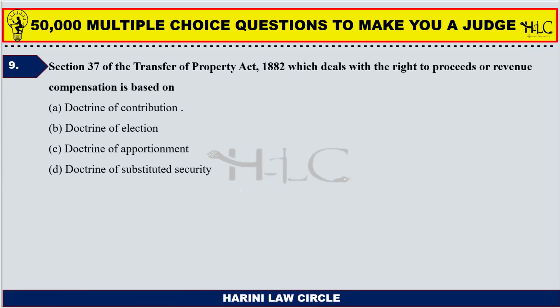Ninth question, Section 37 of the Transfer of Property Act 1882, which deals with the right to proceeds or revenue compensation, is based on. So Section 37 basically deals with the right to proceeds or revenue compensation. So under which doctrine does Section 37 apply or is it based upon? Doctrine of contribution, doctrine of election, doctrine of apportionment, doctrine of substituted security.